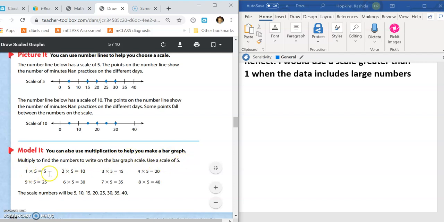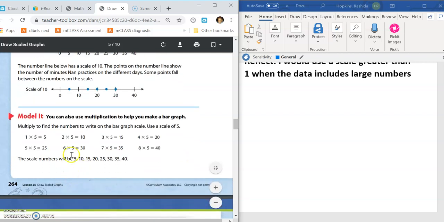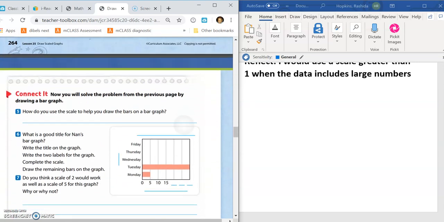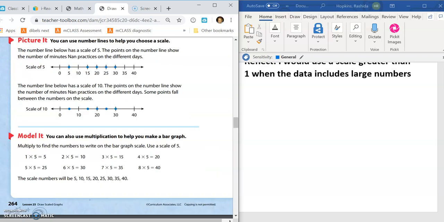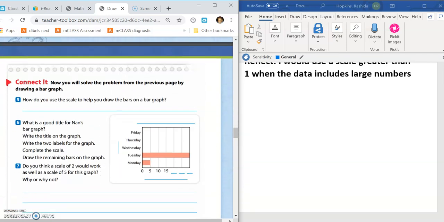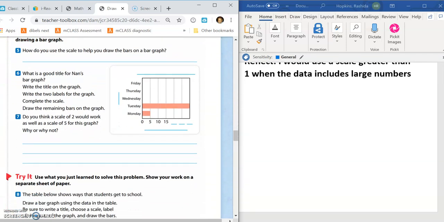1 times 5 is 5. 2 times 5 is 10, and so on. The scale numbers will be 5, 10, 15, 20, 25, 30, 35, 40. Okay, you're going to connect. Using that information on this page right here, you're going to be able to answer these questions.